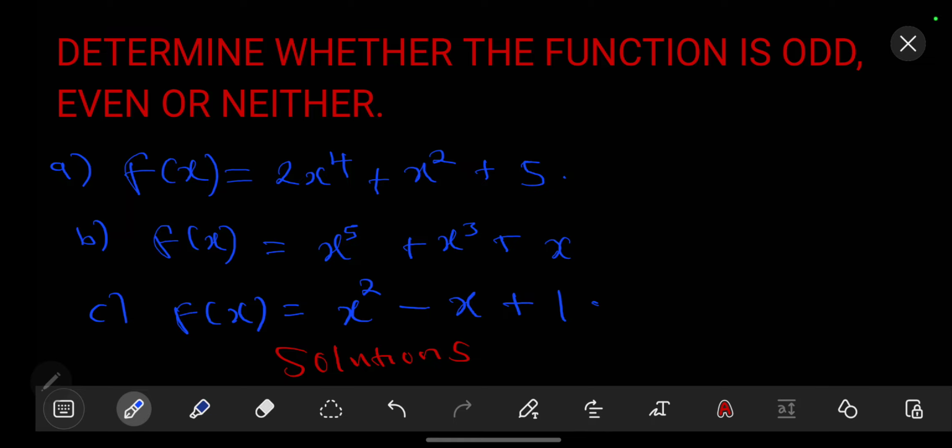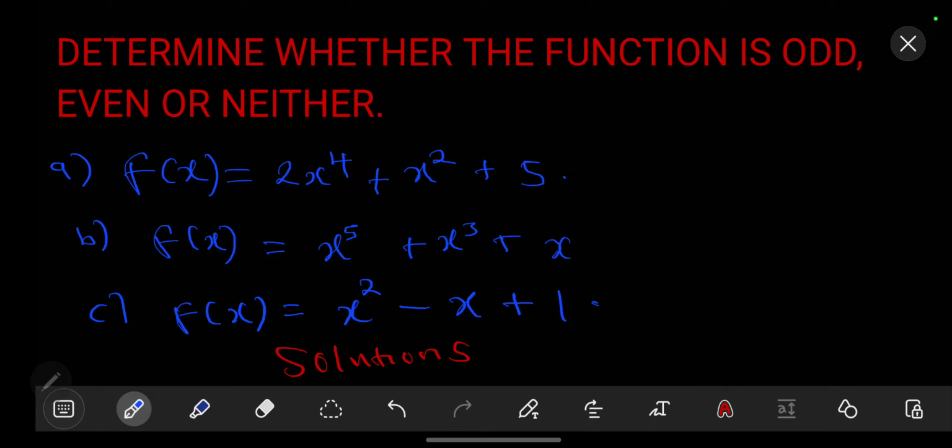Last but not the least, f of x is equal to x squared minus x plus 1. This one is neither. Why is that so? Because this one, power 2 is even, this one is odd, power 1 is odd. So now, if we have both odd and even, it means to say it's neither, because a function can neither be odd and even at the same time. It cannot be both at the same time.